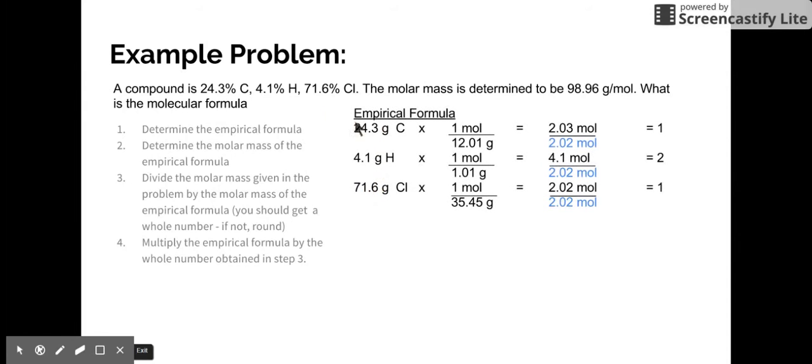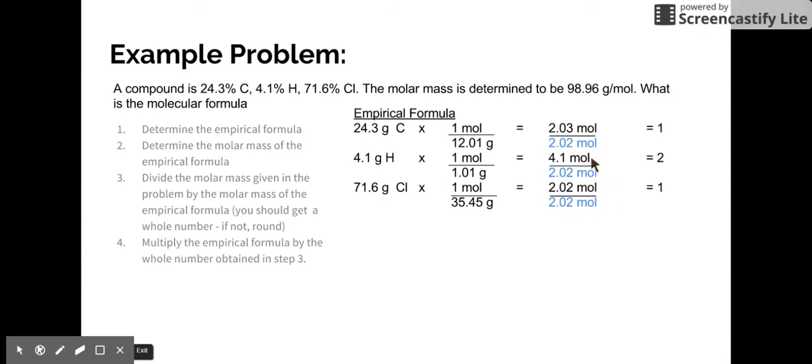But basically, I take those percent compositions, turn them directly into grams right here. Then I find the moles of each of those by multiplying it by 1 over the molar mass. So I'm going to do that for each of those. Then that gives me 2.3 moles of carbon, 4.1 moles of hydrogen, and 2.02 moles of chlorine.